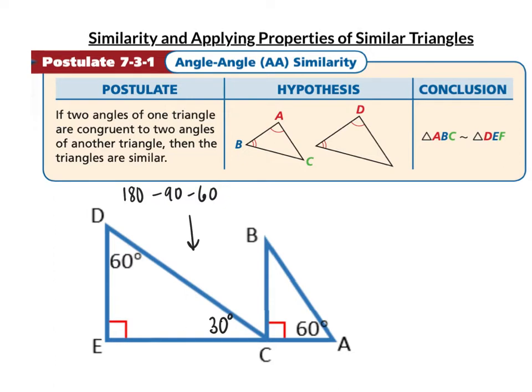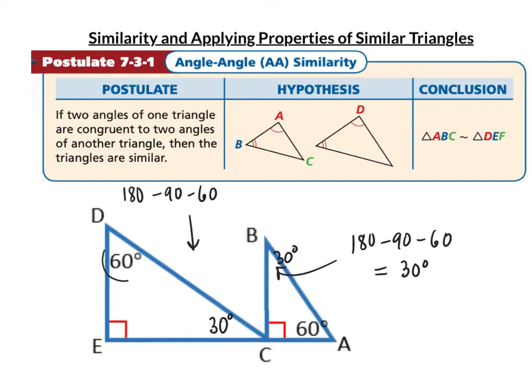Look at triangle ACB. This angle right here is going to be 180 minus 90 minus 60. Again, it's going to be 30 degrees. I can see that all angles are congruent in both triangles, but I didn't really need to find that third angle. Yes, they were both 30, and yes, they're similar.